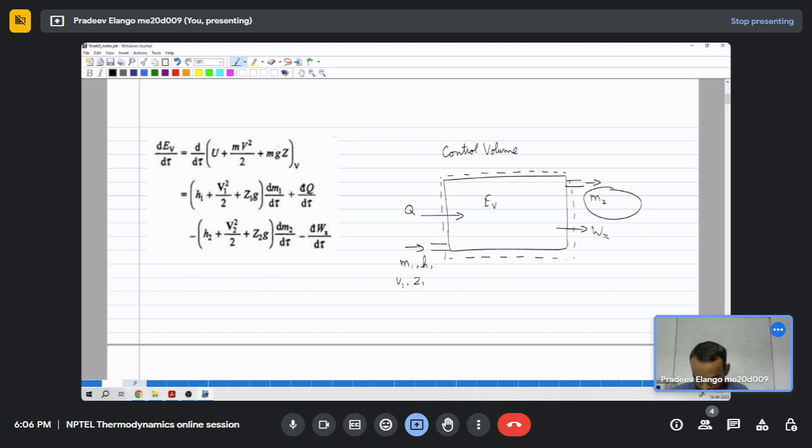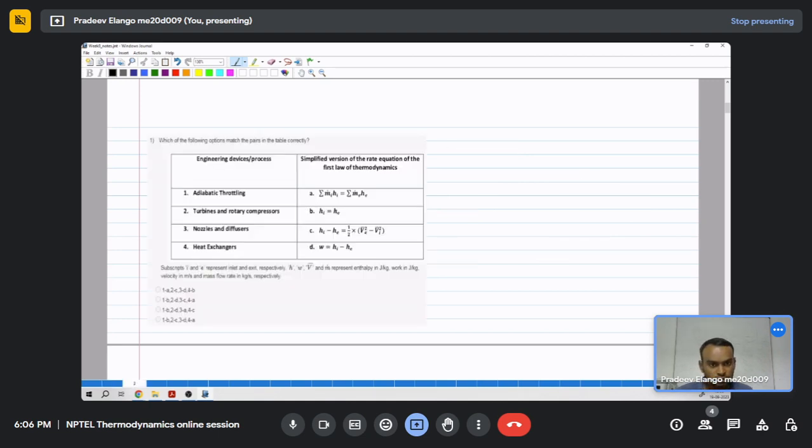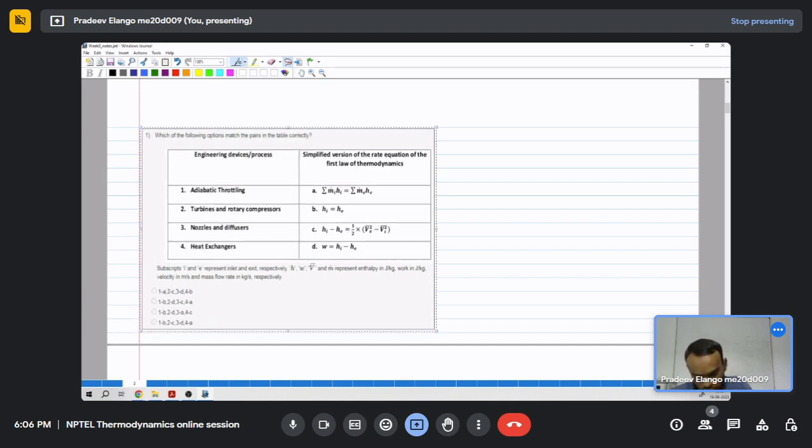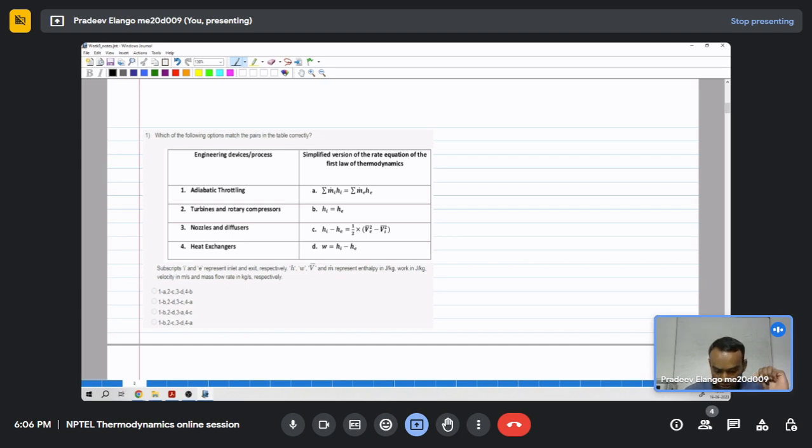Now the first question, we have to match the pairs. For adiabatic throttling, we know there is no heat transfer or work transfer, but the enthalpy coming in is equal to the enthalpy out of the throttle device. So that is option B is right.